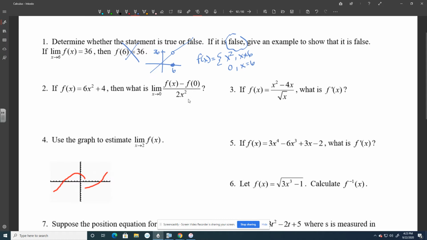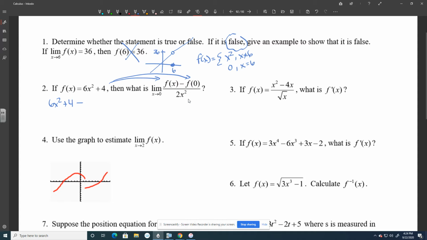Okay. Number 2, if f of x equals 6x squared plus 4, then what is the limit as x approaches 0 of f of x minus f of 0, all divided by 2x squared? So all this is asking you to do first is plug in the f of x, plug in f of 0, and then find the limit. So f of x is 6x squared plus 4. And then I'm going to minus f of 0.